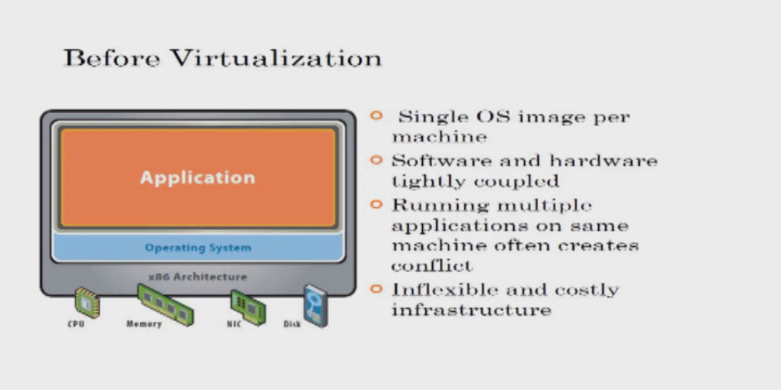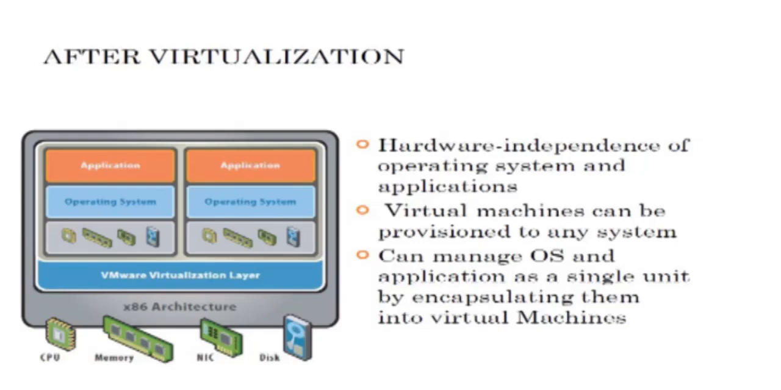Now before virtualization, the system contains a single OS image per machine, with software and hardware tightly coupled. Running multiple applications on the same machine often creates conflicts, and the infrastructure is inflexible and costly. After virtualization, there is hardware independence of the operating system and application. Virtual machines can be provisioned to any system. It can manage OS and application as a single unit by encapsulating them into virtual machines.